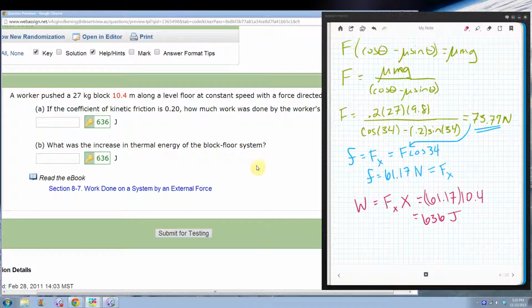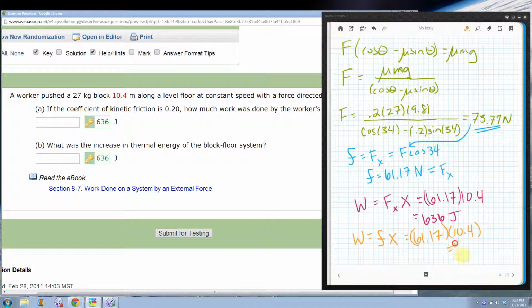Now, the increase in the thermal energy of the block floor system. When we talk about increase in thermal energy of anything, you're really talking about the work done by friction, because friction does negative work, taking the energy out. Where does the energy go? It becomes thermal energy. So basically, the work done by friction is the force of friction times the distance that we went. The force of friction is the same as the x component of the worker's force, so I'm going to get the same number in the end.